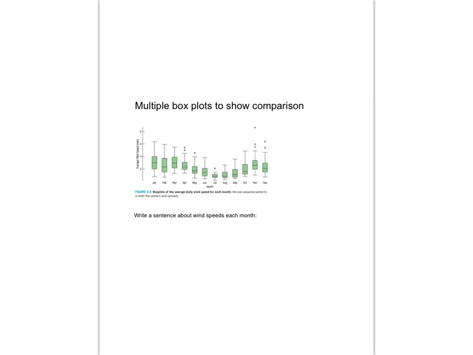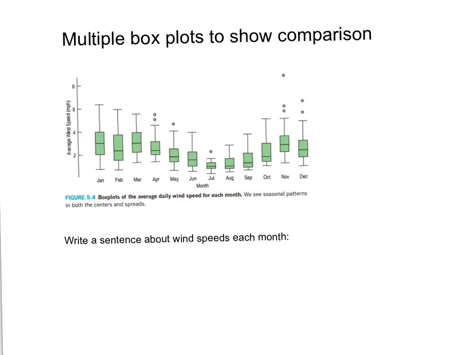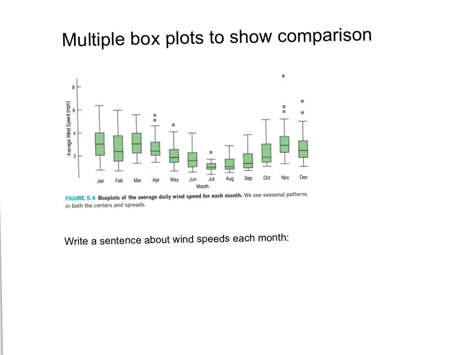All right, this is showing a few different box and whisker plots, only because then you can see a change in your data over time. So notice this is for each month. This is talking about the wind speed for each month, and what I want you to do is write a sentence about the wind speeds each month. Tell me what's happening for the seasons, and you can even think about what could be happening at this time that would maybe create some of these outliers.